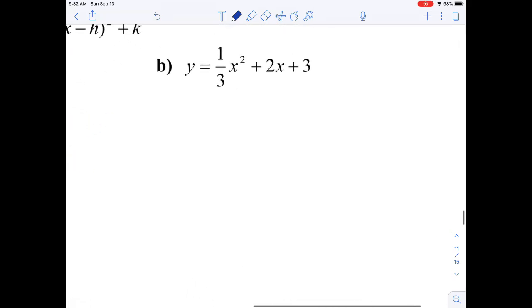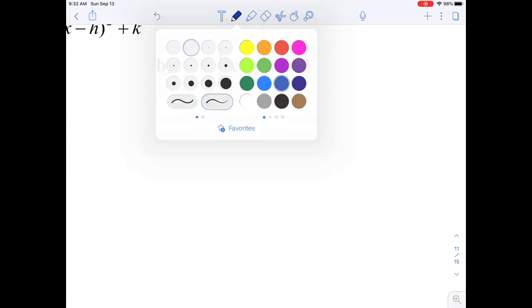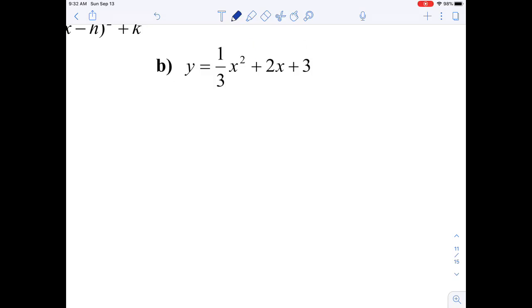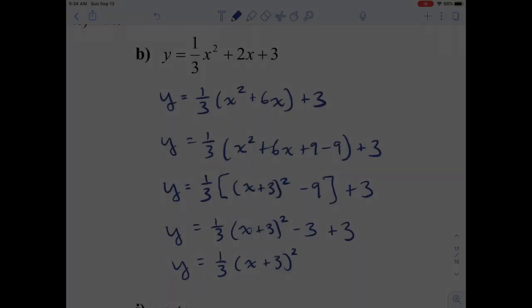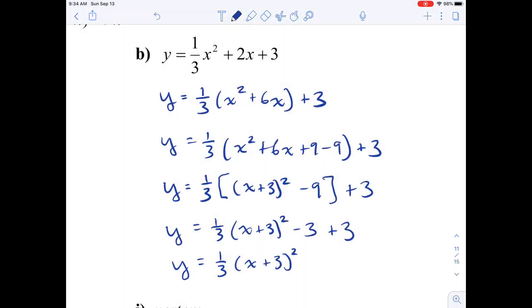We have one other example here, and I would encourage you to just pause the video at this stage. Try going through this process yourself, and then I'm going to show you in just a moment what my steps for completing the square were. So try this independently first, and then restart the video to see how I completed the square. Okay, so here's what I got for mine.